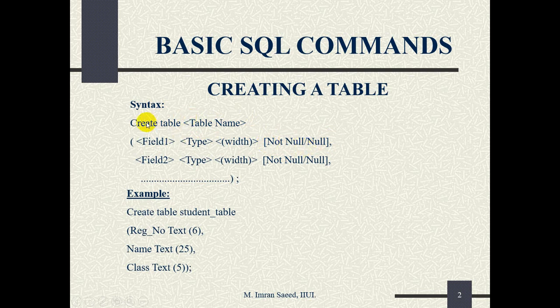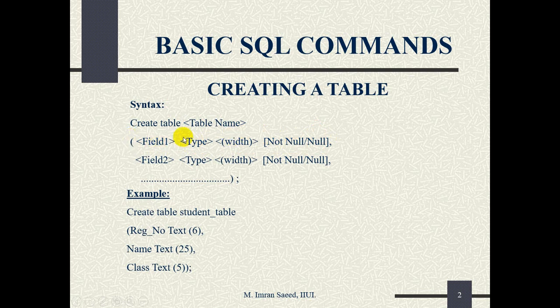So let's start again. Create table, table name, space, and either we can start from here or we can move to the next line. Normally it is more readable, so I just wrote down over here the starting bracket, then the name of field one, then its type, then its width, and if I write down not null, then it will not take any null value for the first field. And if I do not write anything, then by default it will put it as null. So if we enter the data, we can enter a null in this field 1.